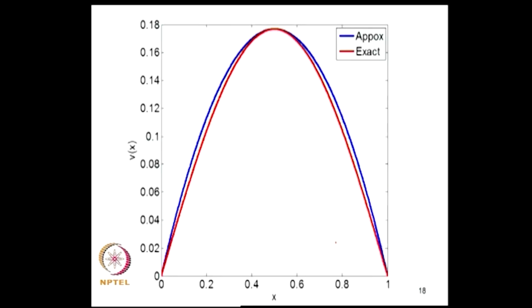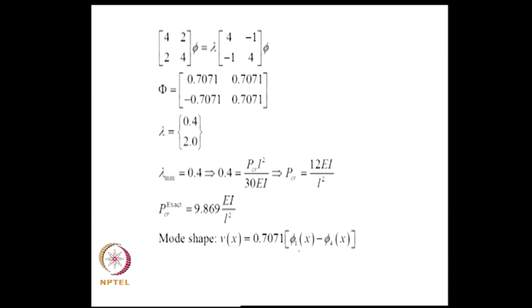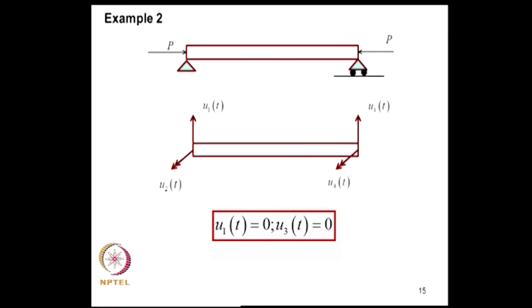Okay. So we can see how the mode shape looks like. Exact one is the half sine wave, and the blue one is the approximation using these 2 cubic polynomials. So this is a simple model for establishing critical condition for a single span.